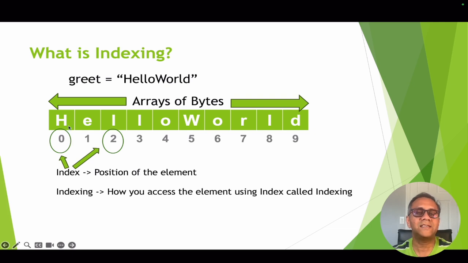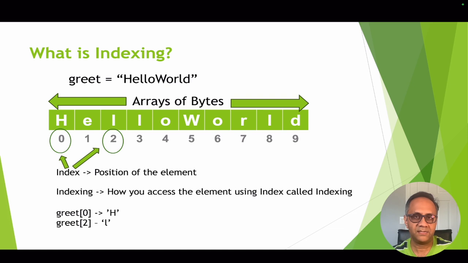If you want to access the h here, then what will be the syntax? It will be your greet variable, then in the square brackets you use the index of h. What is the index? 0. So greet[0] will give you h. Then for L the index is 2, so if you use 2 in the square brackets, you will get L. So this is all about the positive index in Python.